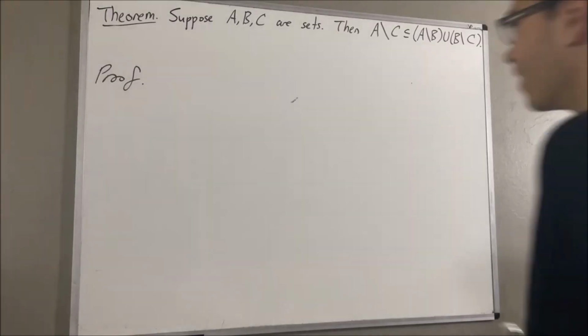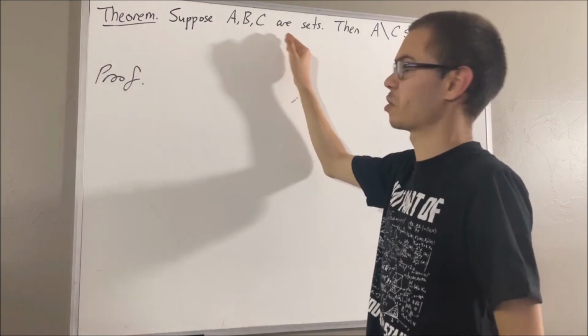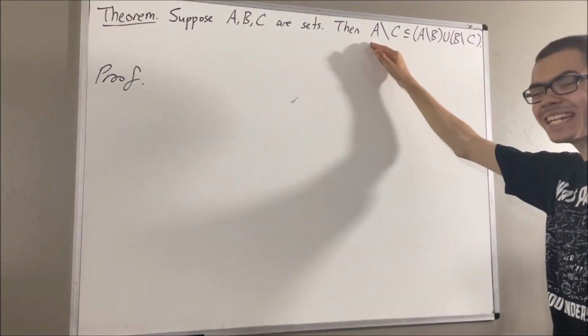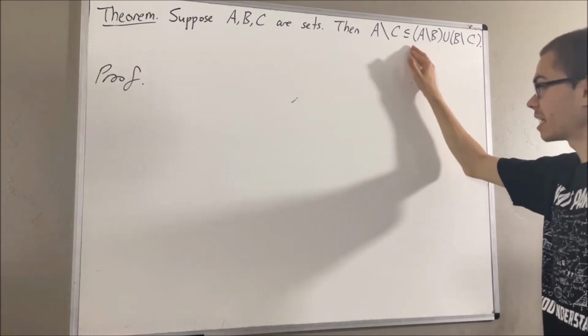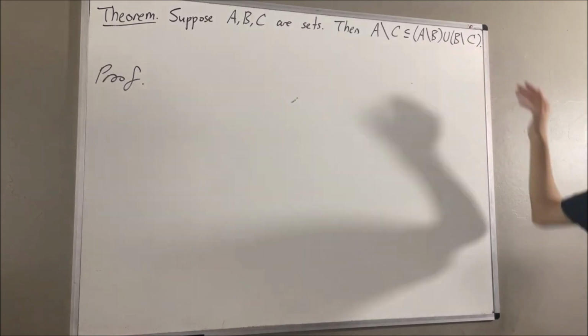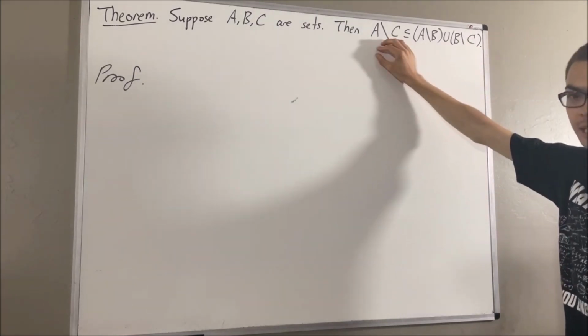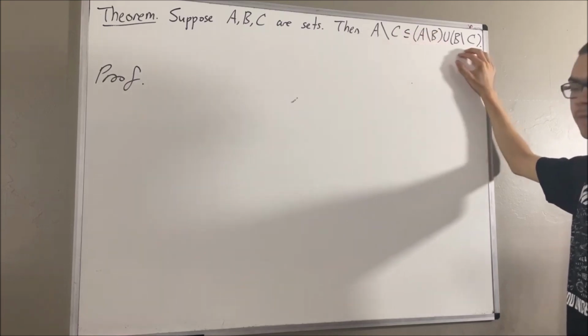Hello! In this video, we're going to prove the following theorem. Suppose A, B, and C are sets. Then A set minus C is a subset of the union of A set minus B and B set minus C. Now really, we're trying to prove that every element in this set belongs to this set.